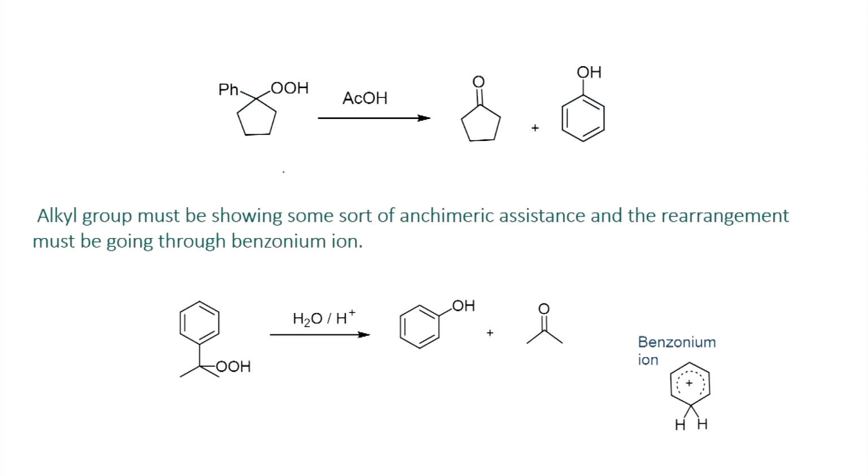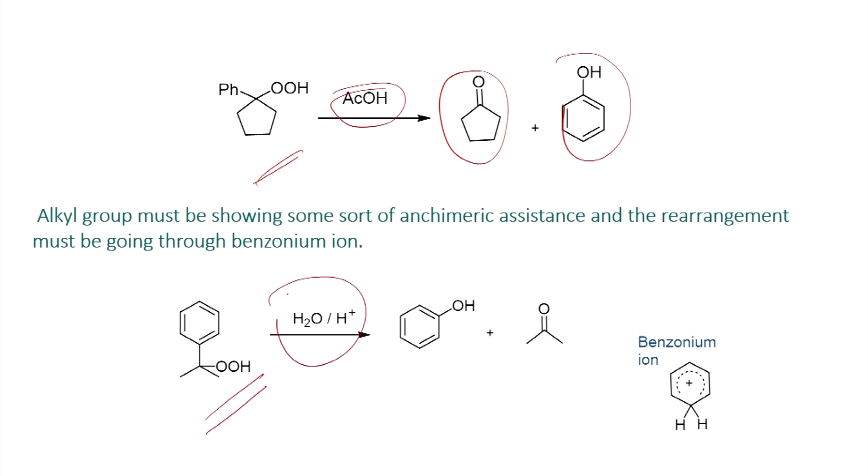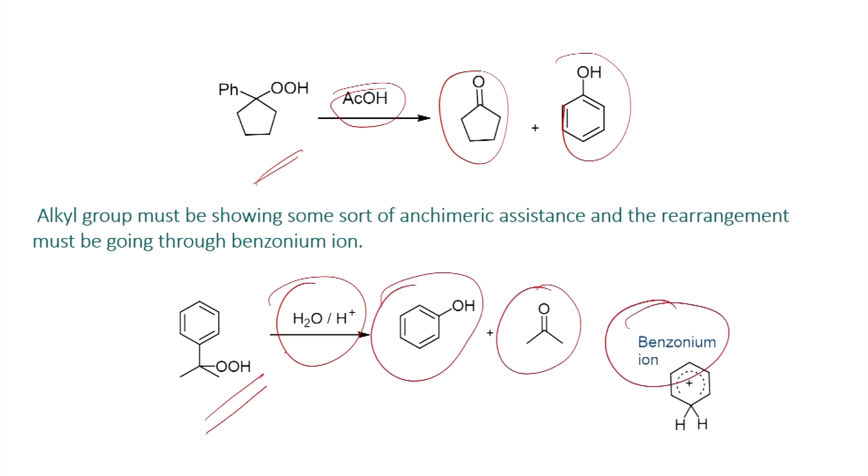And here a reaction of cyclopentyl hydroperoxide is shown. In the presence of acetic acid, you can convert it into cyclopentanone and phenol, as we have just seen for the rearrangement of cumene hydroperoxide. Similarly, here this hydroperoxide in the presence of acid can also be converted into phenol and acetone as products. And as we have seen earlier, there is a possibility that this can involve a benzonium ion intermediate, as shown here, to facilitate this transformation.